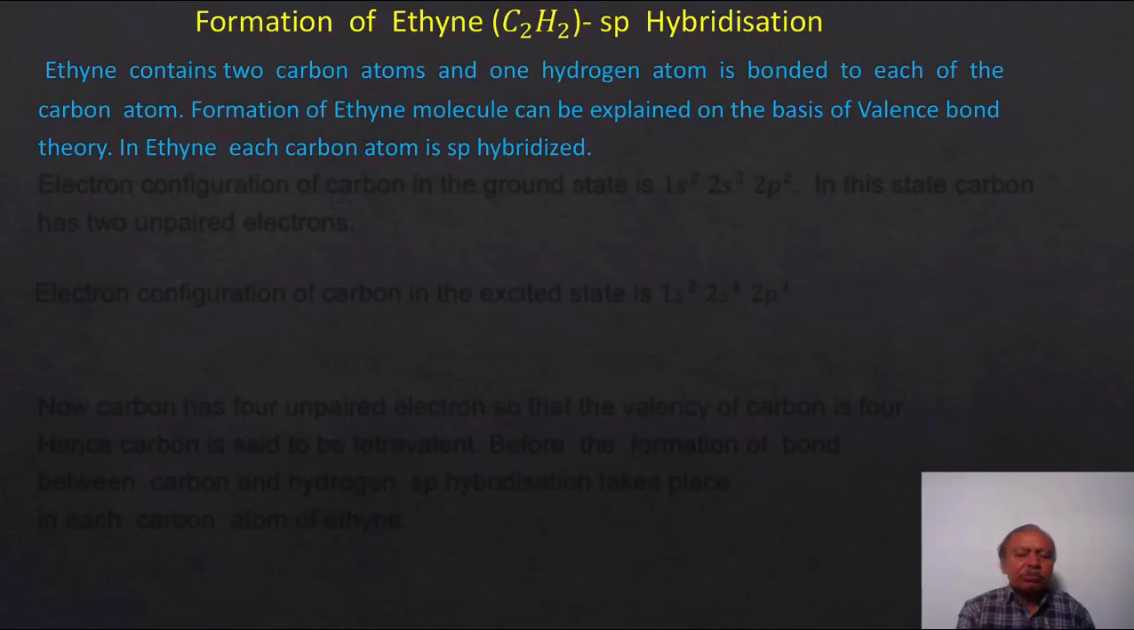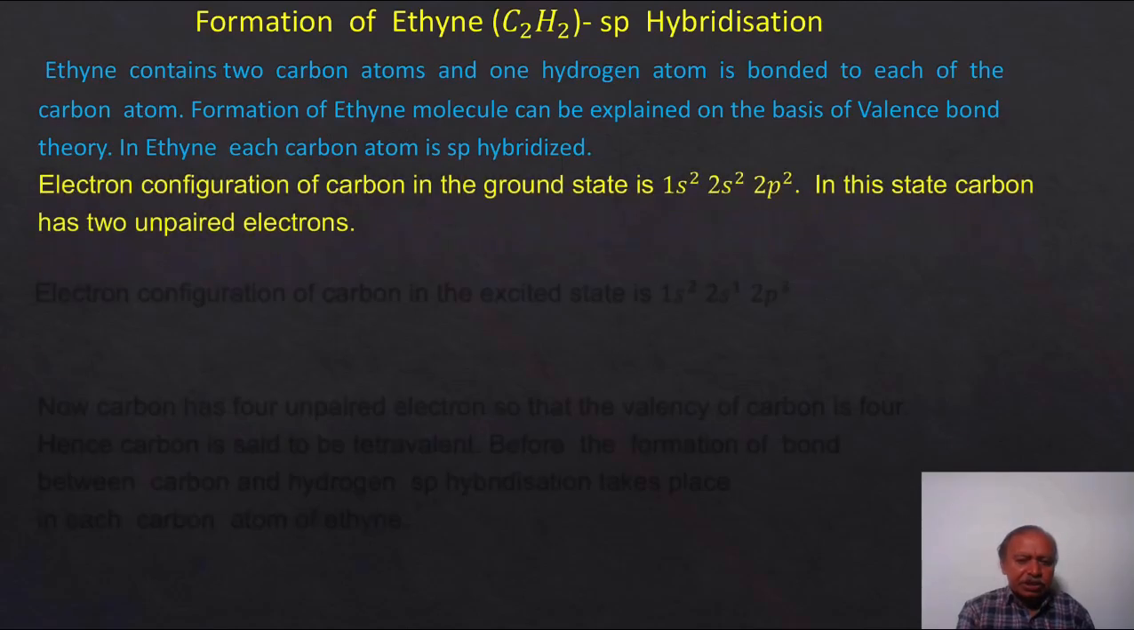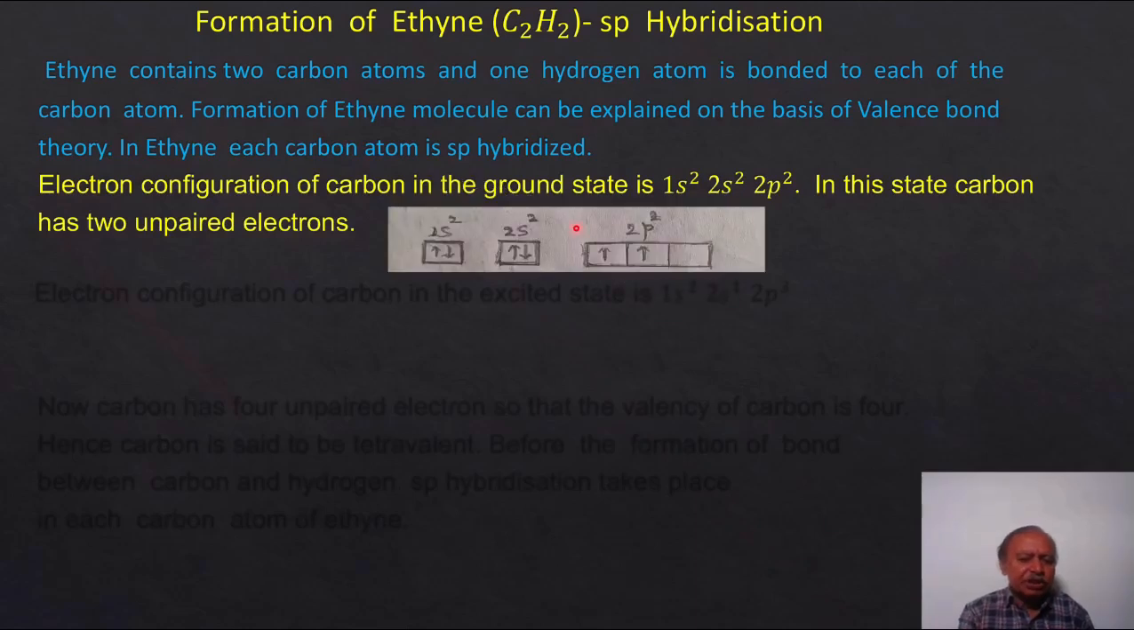So first we have to consider the electron configuration of carbon in the ground state. In the ground state, the electron configuration is 1s2, 2s2, 2p2. If we represent these orbitals in the form of boxes, you can see the boxes here. This is the 1s orbital with 2 electrons. This is the 2s orbital with 2 electrons, and here there are 2 unpaired electrons in the 2p orbitals.